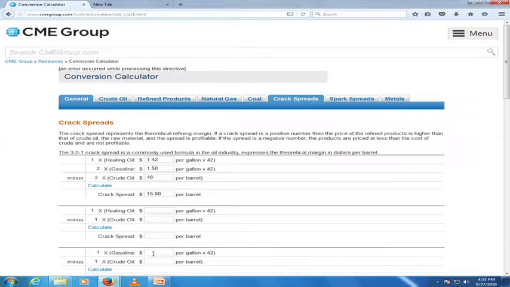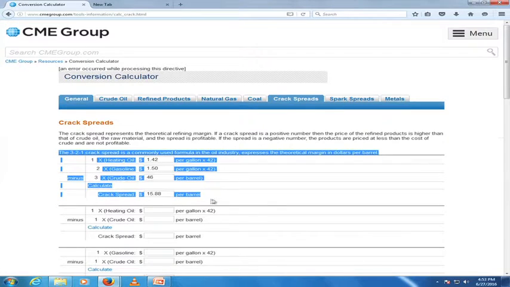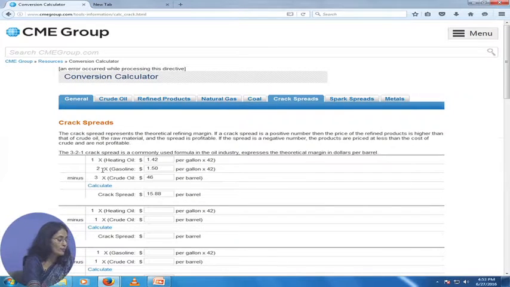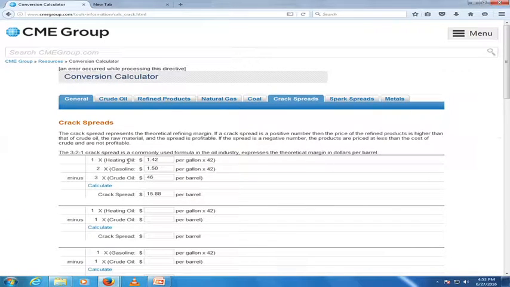I hope you can see the screen now. This particular screen is from the Chicago Mercantile Exchange, CME, and this shows the crack spread calculation. Let's focus on this panel, that is your 3:2:1 crack spread. The 3:2:1 crack spread is calculated with respect to 3 barrels of crude oil, 2 barrels of gasoline and 1 barrel of heating oil.